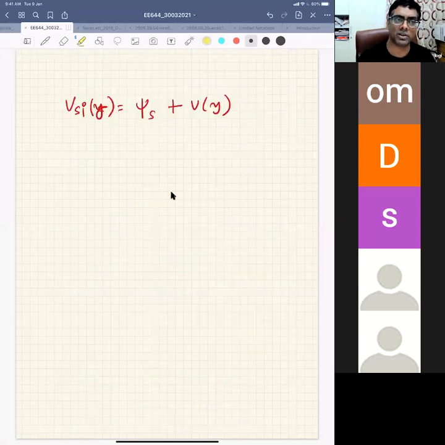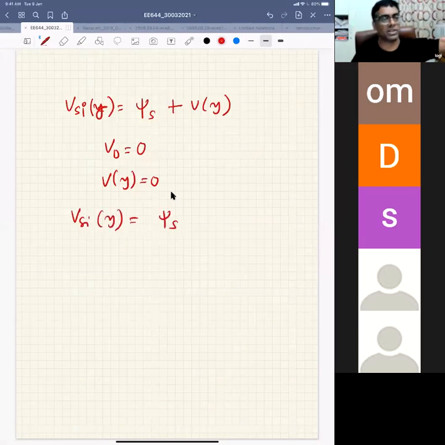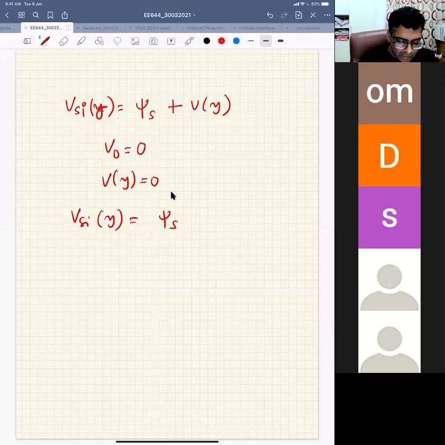If there is no drain voltage, the drop in the silicon is psi s. If your Vd is 0, that means your Vy is 0. So your potential drop in the silicon along Y is constant. This is psi s. So there is a constant voltage in the channel. If the channel is an equipotential surface, if there is no potential gradient, there will be no current. Okay.